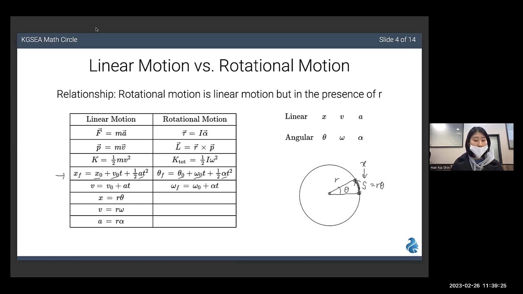And the role of r here is pretty much the same for position, velocity, and acceleration, hence why we have these equations here. So keep this relationship in mind. If we want to go from angular motion to linear motion, all we have to do is multiply angular motion by r. And this is the most crucial relationship when deriving rotational motion from linear motion. Angular motion is linear motion in the presence of r.